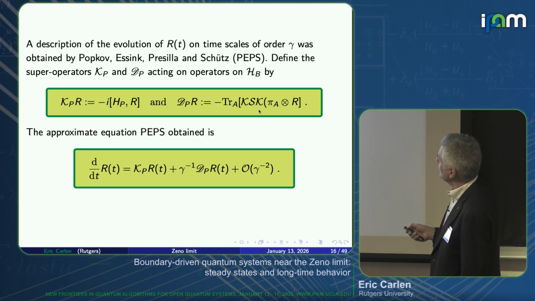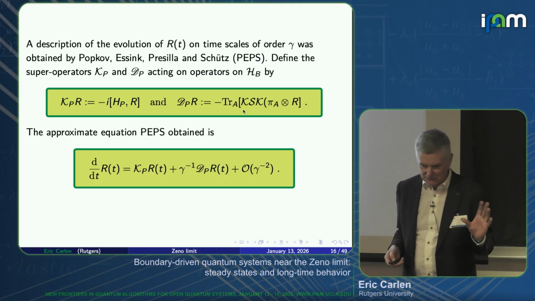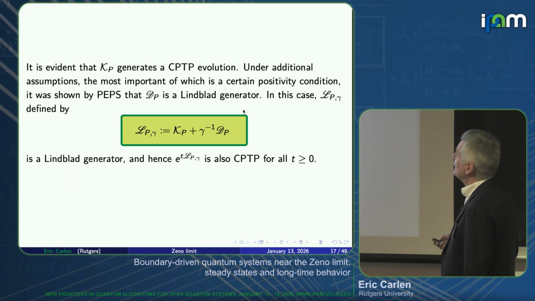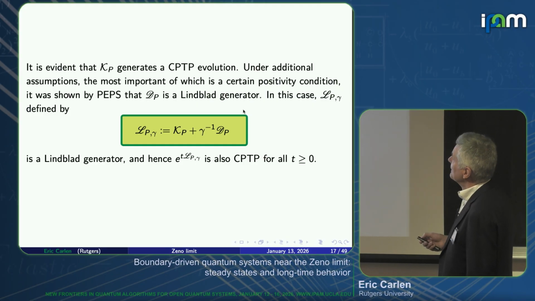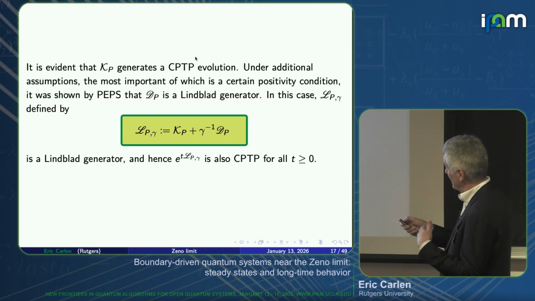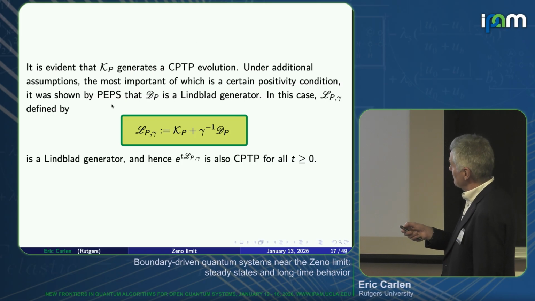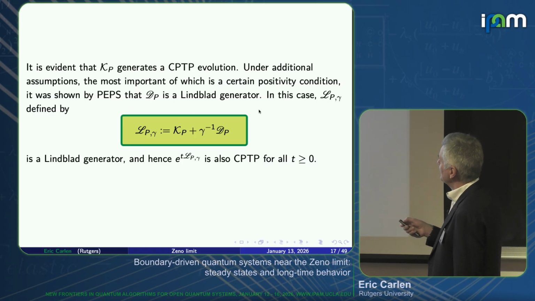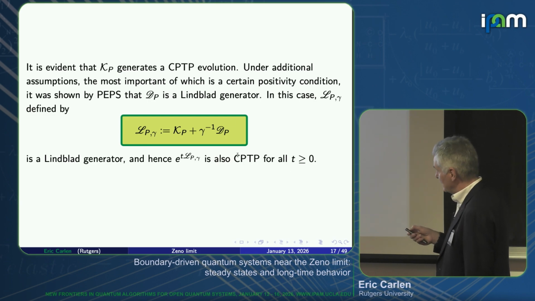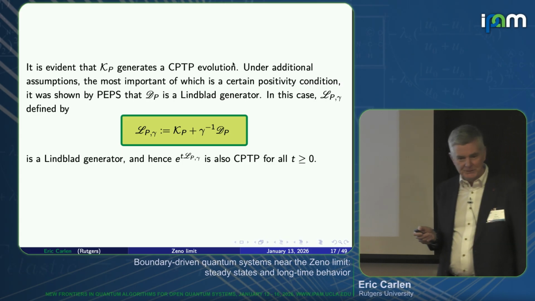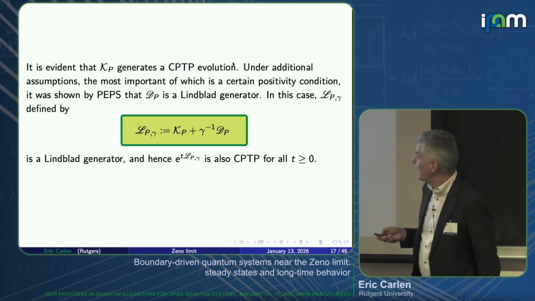I'm missing a parenthesis. So you apply K, you apply this generalized inverse, and you apply K again. That looks a little quadratic, which is good, maybe like a second derivative, because this K is a commutator. And what these guys proved is that, it's evident that this K P generates a CPT evolution. It generates a unitary conjugation. Presilla, Essink, Popkov, and Schütz proved that this D P is a Lindblad generator under certain conditions, most of which is a positivity condition. So this is also a Lindblad equation, and hence generates a CPT evolution.